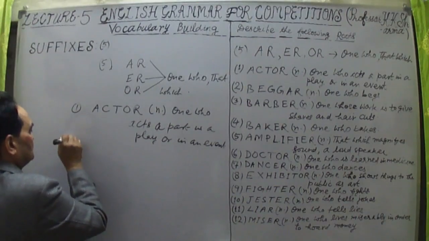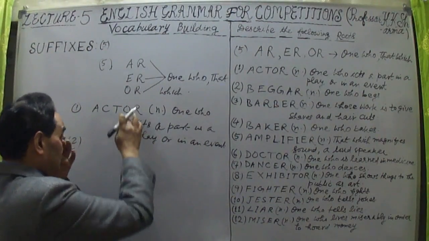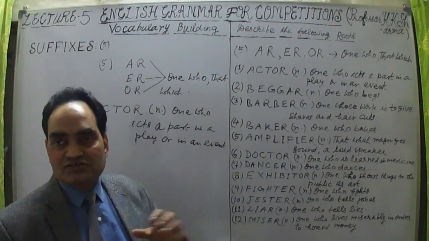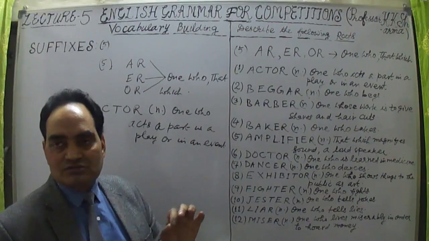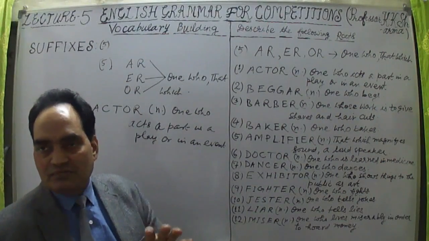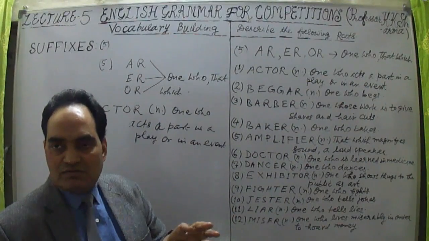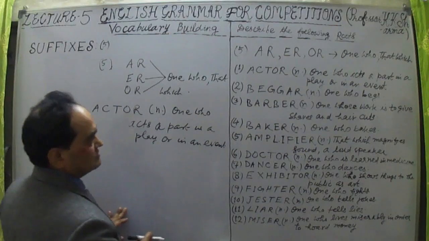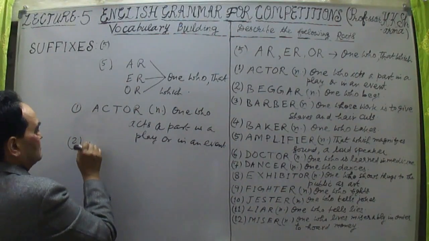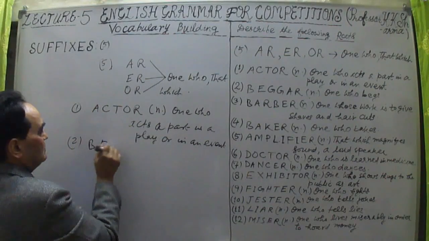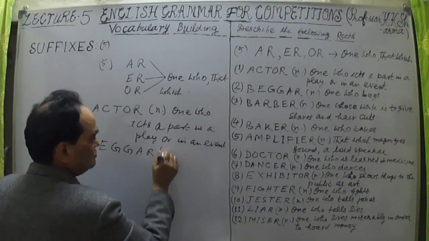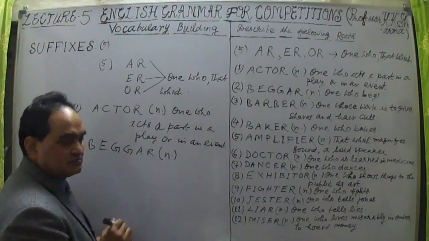Second word, let me talk about. We have added OR in the end of this word, that has given you actor. Actor, one who acts, one who plays a part in a drama, in a game, in a play, or in an event. That is actor. Now we have taken beggar, B-E-G-G-A-R. Again, these are noun forming suffixes.